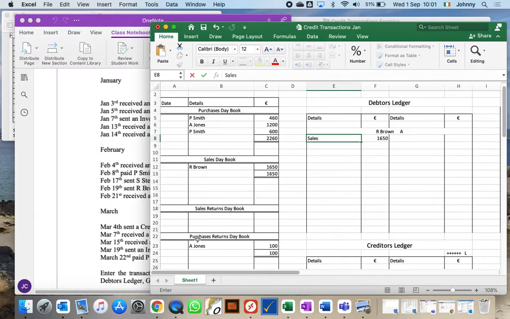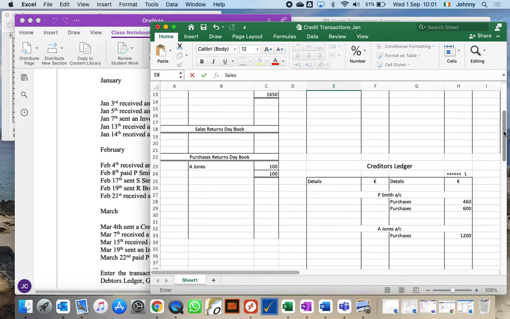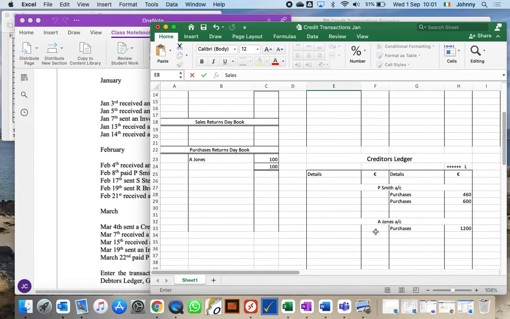Okay? Next, purchase returns. Purchase returns is to do with somebody who I owe money to. This person I owe money to, his name is A. Jones. I already have an A. Jones account, so I'll put it into that. Now, do I owe A. Jones more money or less money when I return goods to him? Less. So the plus side of a liability account is credit, so we're going to put this in the opposite side, debit. So I'm going to put the amount of money on the debit side, and I'm going to call it purchases returns.